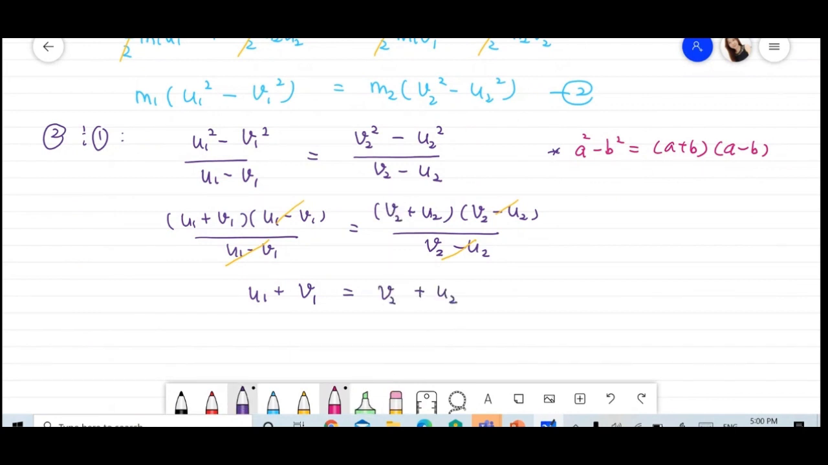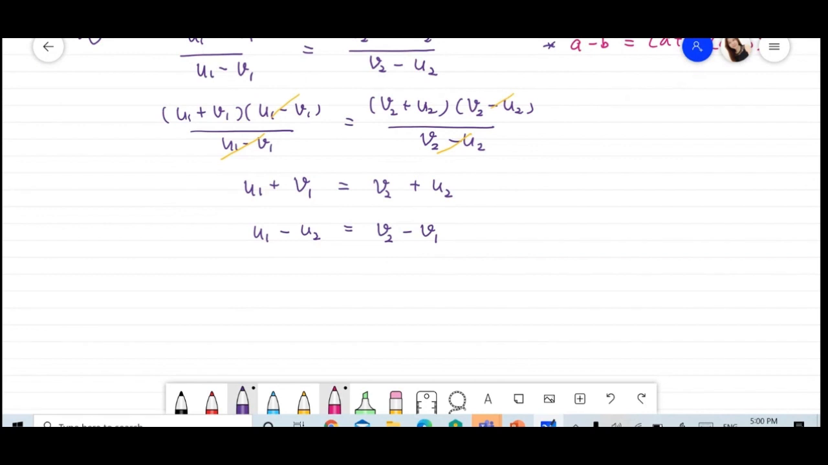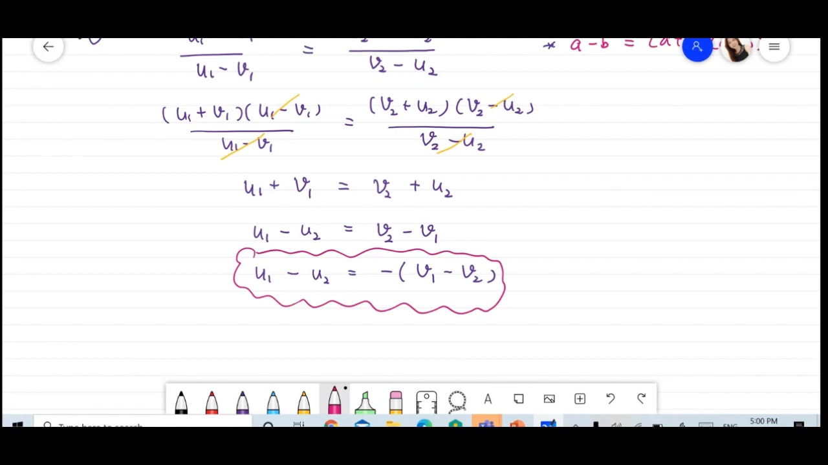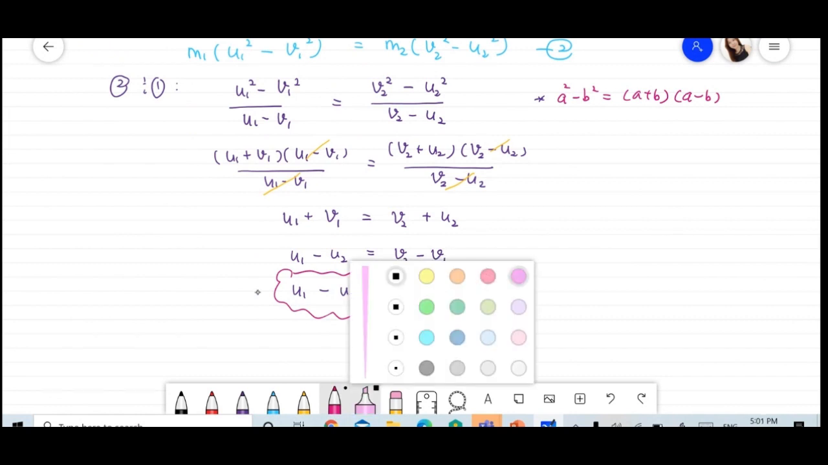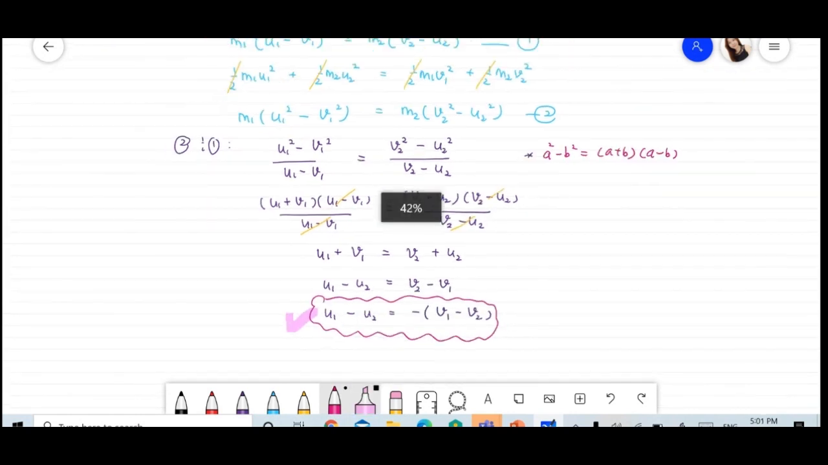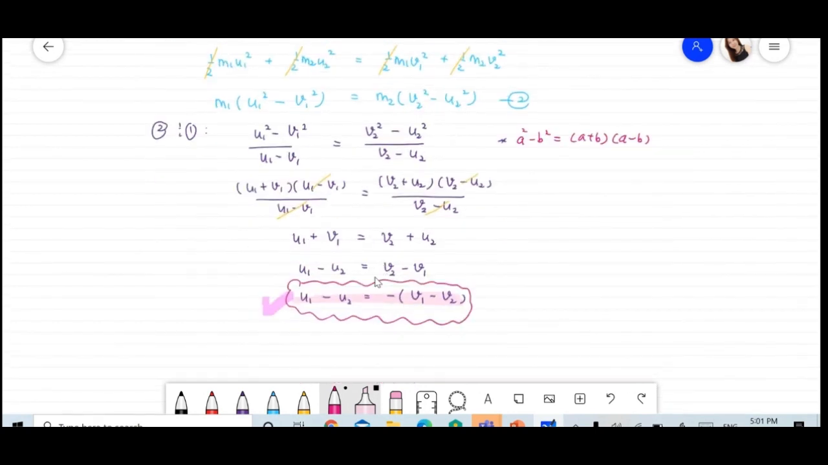Now I move all the u terms to the left-hand side and v terms to the right-hand side. So I get u1 minus u2 equal to v2 minus v1, or you can write it as u1 minus u2 equal to negative (v1 minus v2). Now you can just remember this relation: u1 minus u2 is equal to the negative of v1 minus v2. This is only valid if the collision is an elastic collision. Every time you see an elastic collision problem, directly apply the principle of conservation of momentum and this relation to solve the problem.